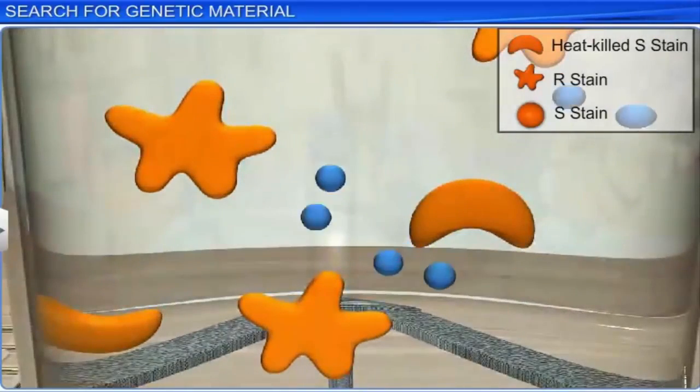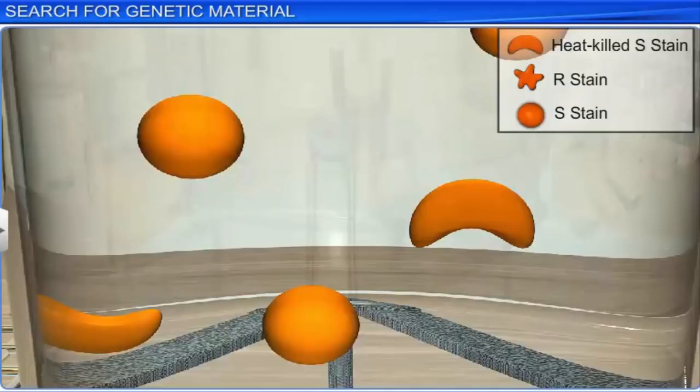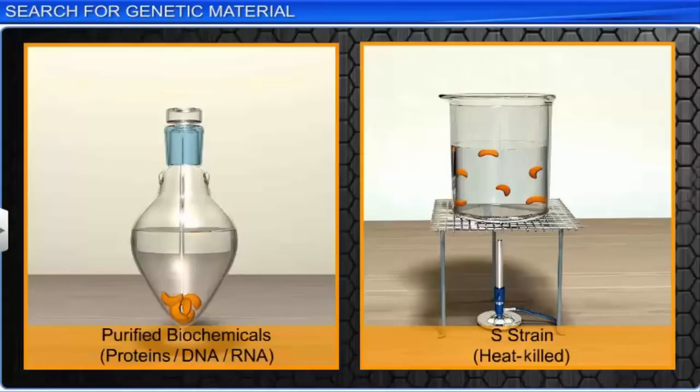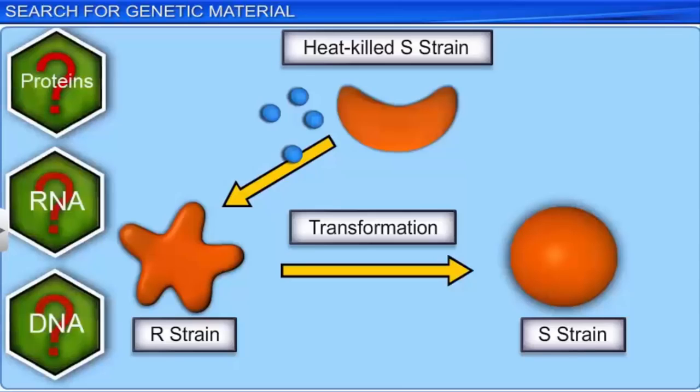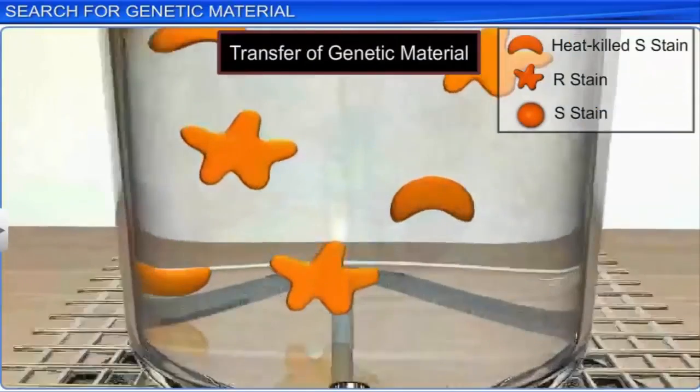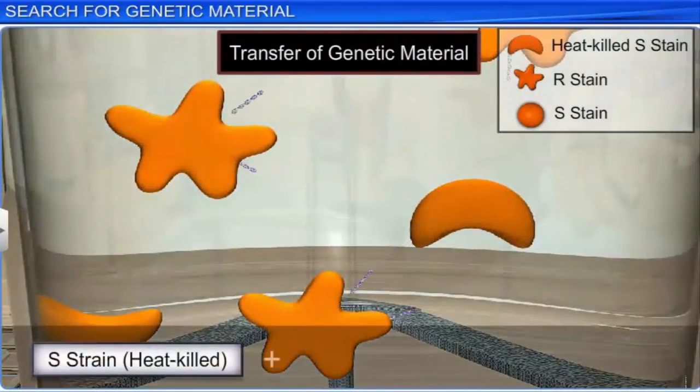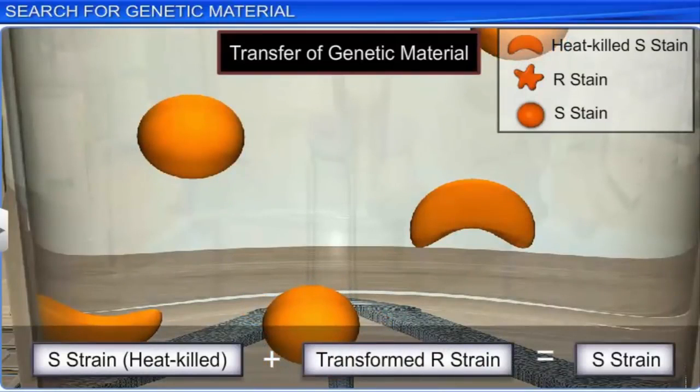At that time, they tried to identify the biochemical nature of the transforming principle in Frederick's experiment. For this, the scientists first purified biochemicals such as proteins, DNA, and RNA or ribonucleic acid from the heat-killed S-strain bacteria. They did so to identify the biochemical responsible for transforming the live R strain into S-strain bacterial cells. Through their experiments, they discovered that it was the DNA from the S-strain bacteria that had transformed the R-strain bacteria.